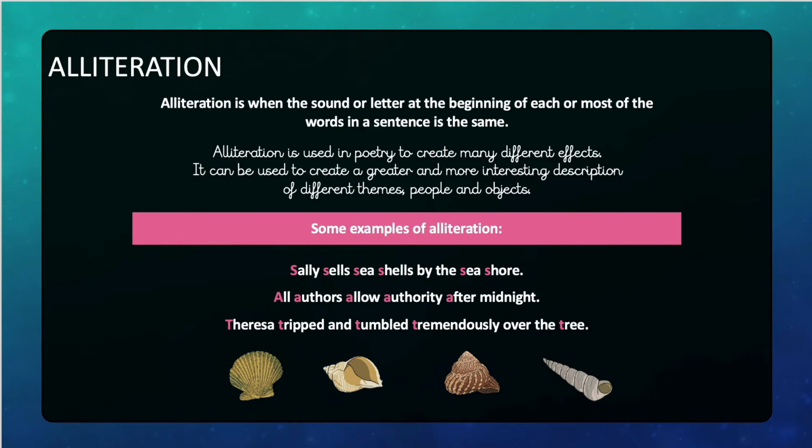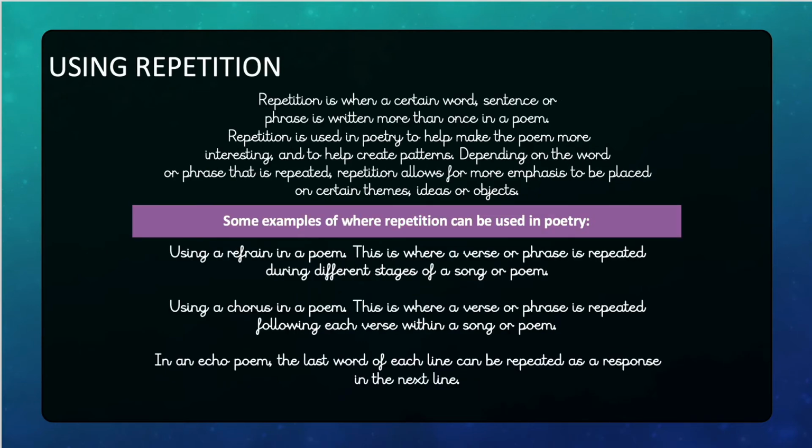Repetition is when a certain word, sentence, or phrase is written more than once in a poem. Repetition is used in poetry to help make the poem more interesting and to help create patterns, depending on the word or phrase that is repeated. Repetition allows for more emphasis to be placed on certain themes, ideas, or objects. Here are some examples. Using a refrain in a poem, where a verse or phrase is repeated during different stages of a song or poem.